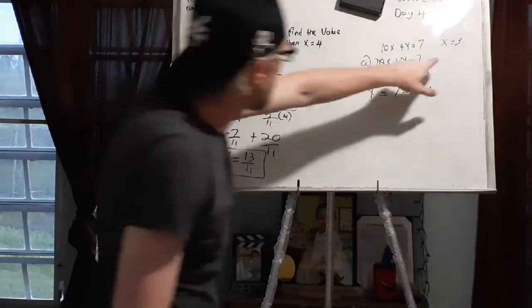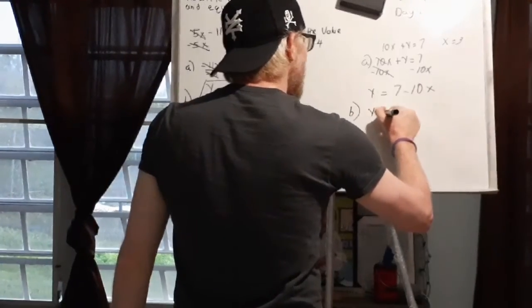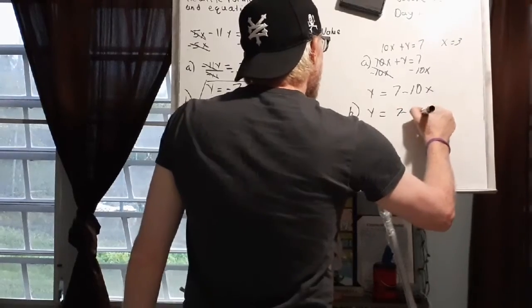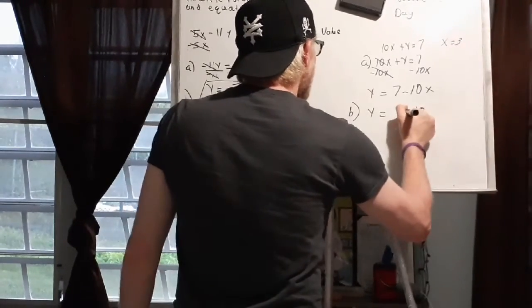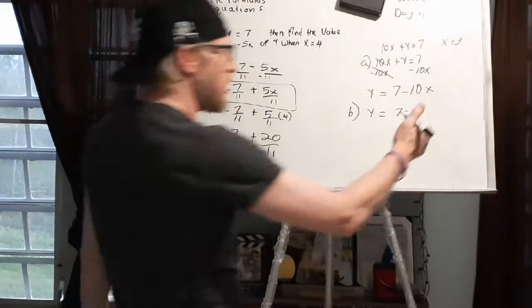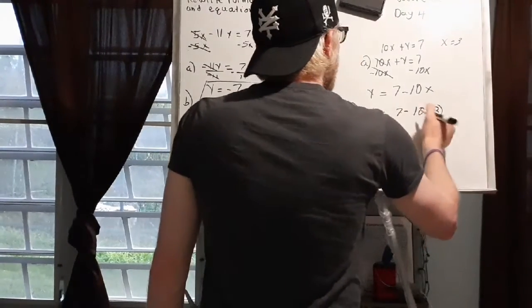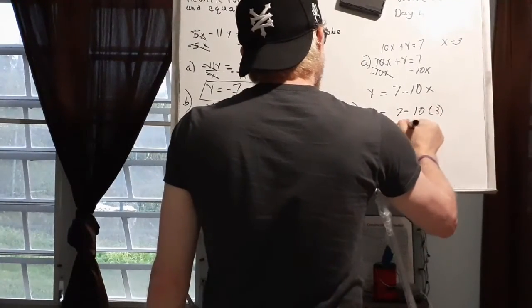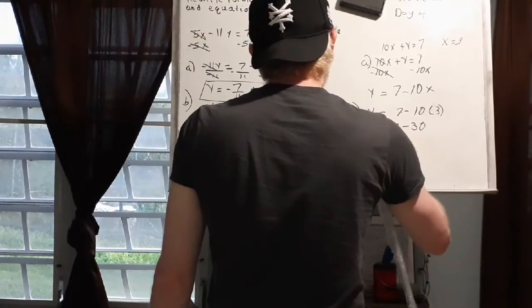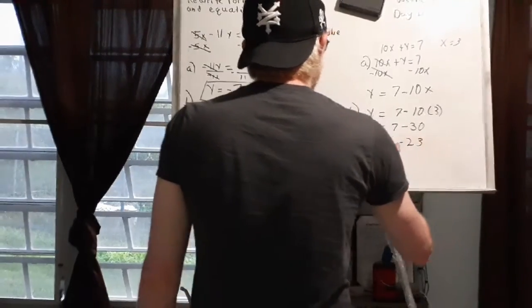Now my part B is just to plug in 3, okay? So B: y equals 7 minus 10, but instead of saying 7 minus 10x, I change that into 7 minus 10 times 3. So y equals, 10 times 3 is 30, and 7 minus 30 equals negative 23. So that is my answer, guys.